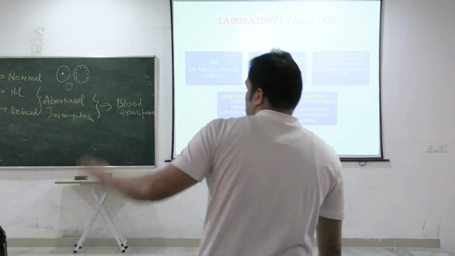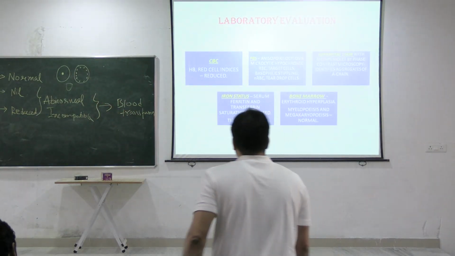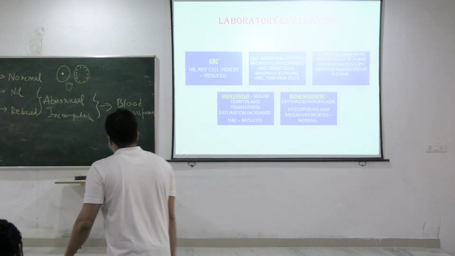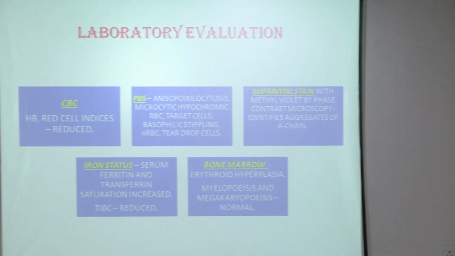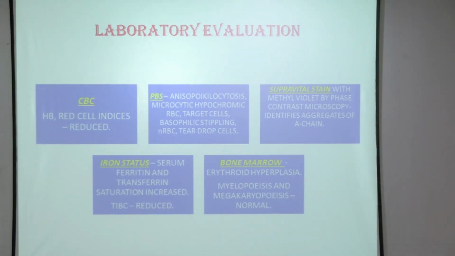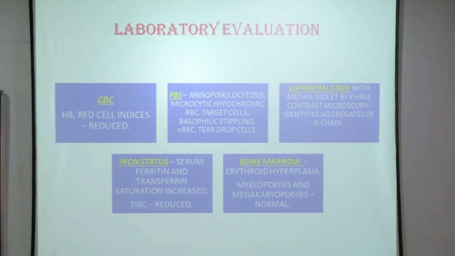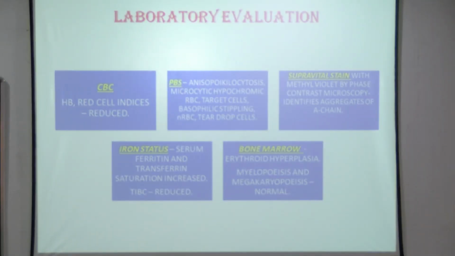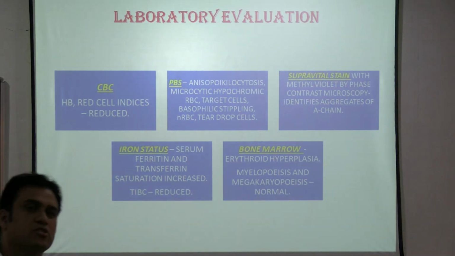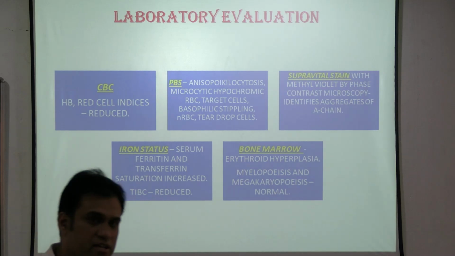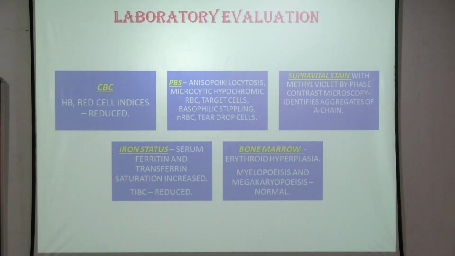Then these alpha chain aggregates can be demonstrated by supravital stain with methyl violet using phase contrast microscopy. Just remember this point. We have to look for the iron status. Serum iron, serum ferritin and transferrin saturation will all increase because of iron overload. TIBC, total iron binding capacity, will obviously be reduced. They will come down. Right?